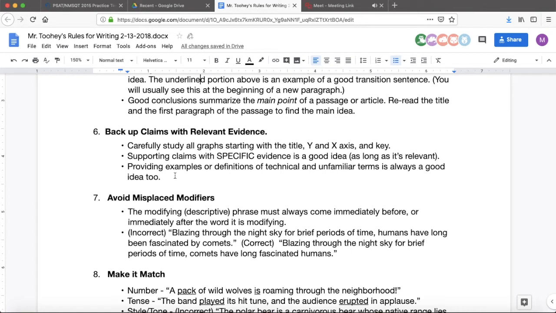Let's read that second bullet point. Nicole, please. Supporting claims with specific evidence is a good idea, as long as it's relevant.